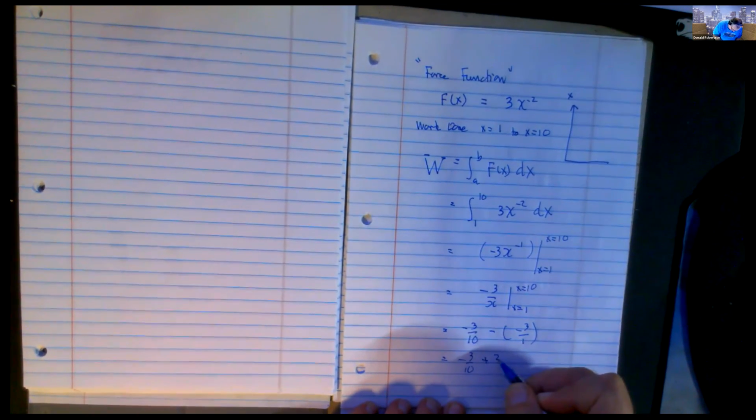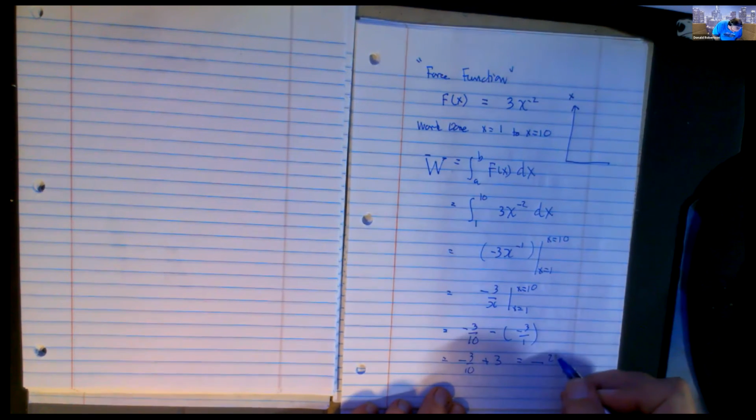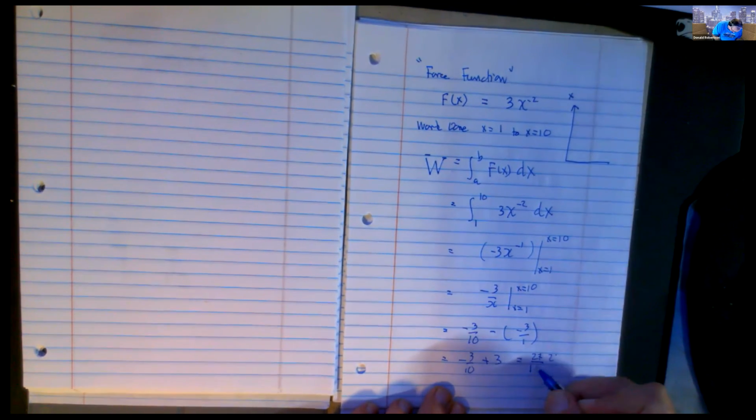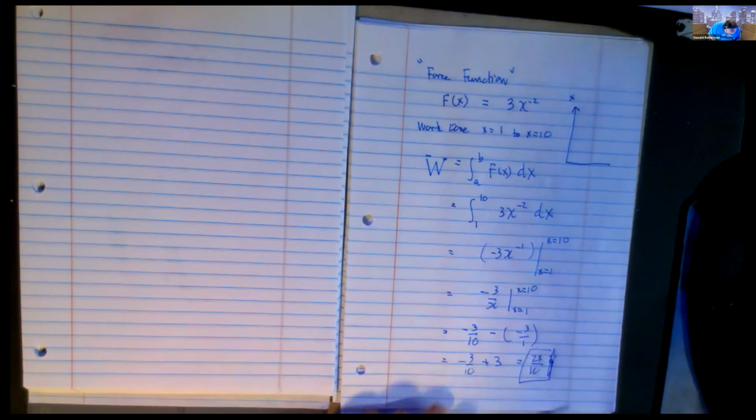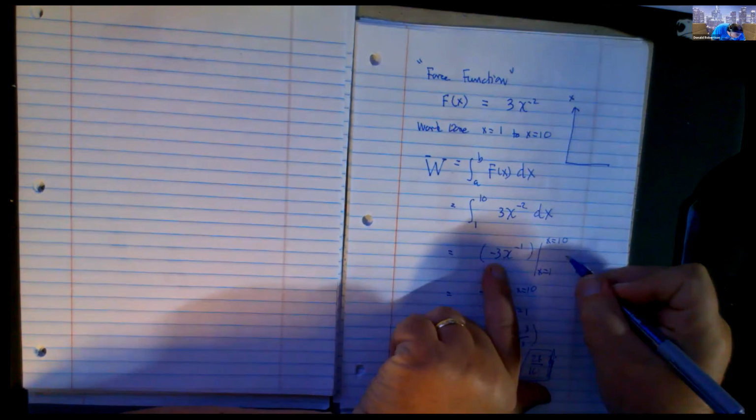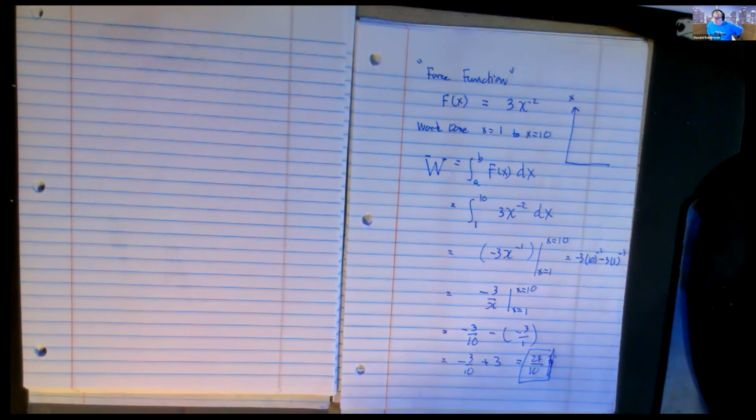So what do I get? I get negative 3/10 plus 3, which is 30/10. So I get 27/10 is my answer. Now, if I had left it like this, wouldn't I be doing 3 times 10 to the power of negative 1, take away 3 times 1 to the power of negative 1? Would you agree that that's kind of clunky? What is 3 times 10 to the negative 1? Can you imagine, you might just go to your calculator and go decimal on me, which we try and avoid, right? So it's just to make life easy. That's the only reason I did it.